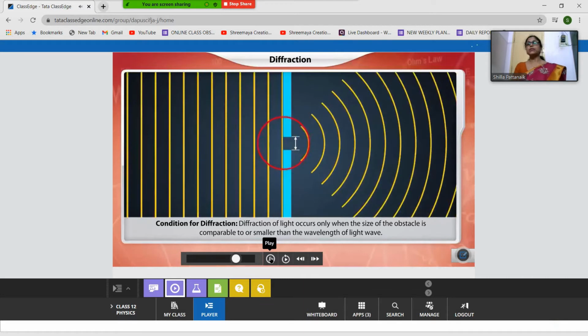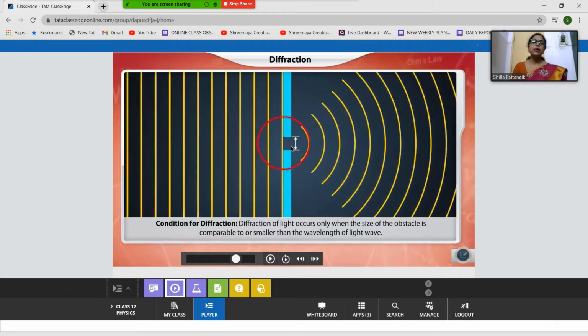Okay, students. Here again I want to ask you some questions. We have learnt in the construction of wavefront, when the light source is at infinity, then what is the shape of the wavefront? Yes, plane wavefront. Very good. But if the source is a point source, then what is the shape of the wavefront? Spherical. Okay, so that you can observe here.